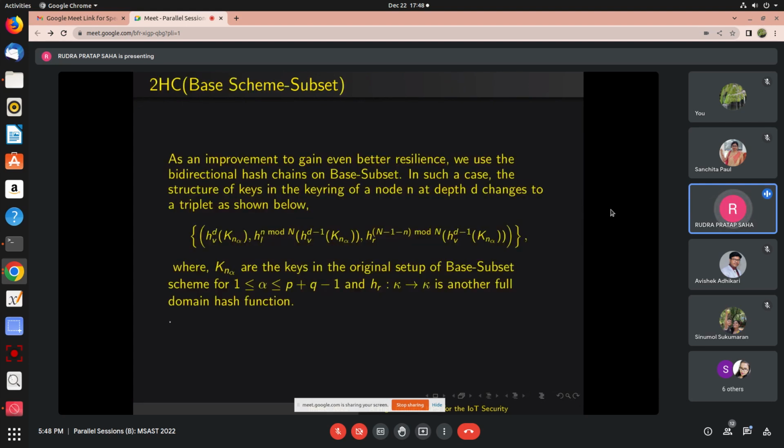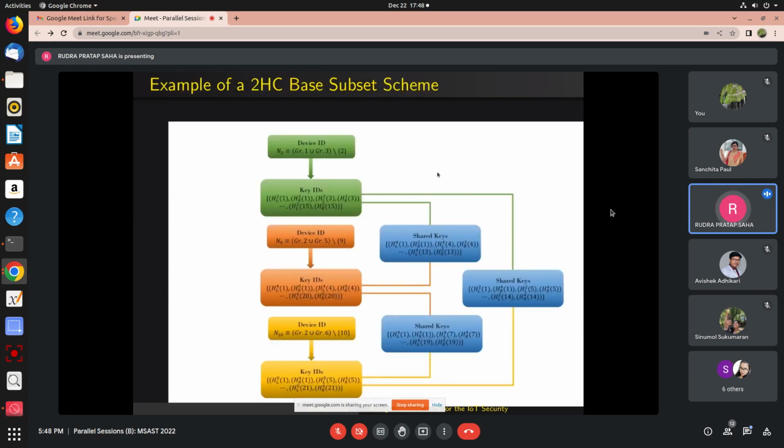Next we introduce another scheme, the base subset scheme of bidirectional. Here is an improvement to gain better resiliency. We use the bidirectional hash chain of the base subset. In such a case, the structure of keys in the keyring of a node in the depth tree changes to a tuple as shown here, and these are the original setup of the base subset scheme. So these are examples of the bidirectional base subset scheme.